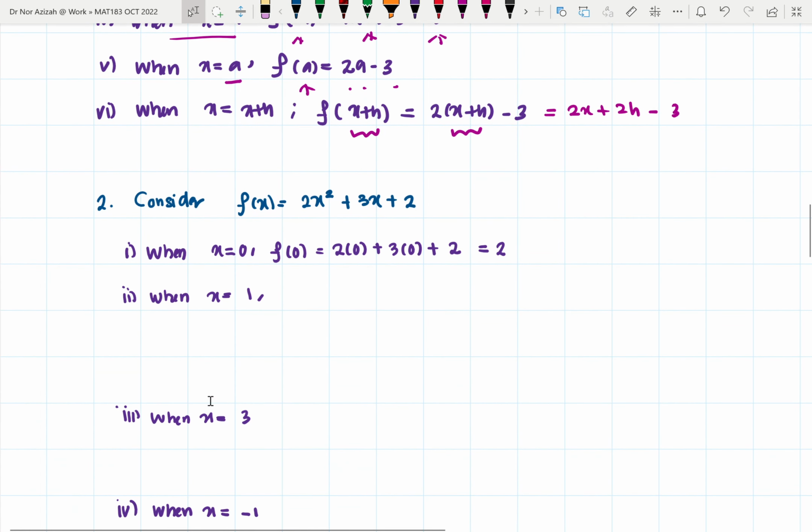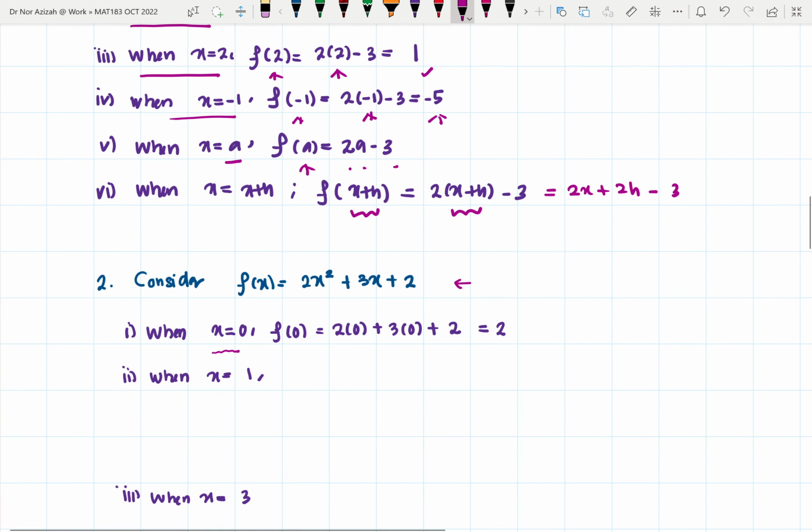Now consider f(x) equals 2x squared plus 3x plus 2. When you replace x by 0, this is 2 times 0 plus 3 times 0 plus 2, so the answer is 2. Now what happens when x equals 1? Replace x by 1, so 2 times 1 to the power of 2 plus 3 times 1 plus 2. Here is 2 plus 3 plus 2, so the answer is 7.